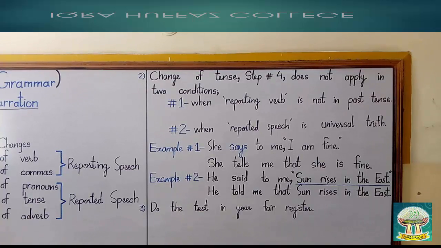Example number 2: He said to me, sun rises in the east. Reported speech is a universal truth. Sun rises in the east, it always rises in the east. So we do not make any changes in the tense or in the sentence. He told me that sun rises in the east. I hope you got my point.